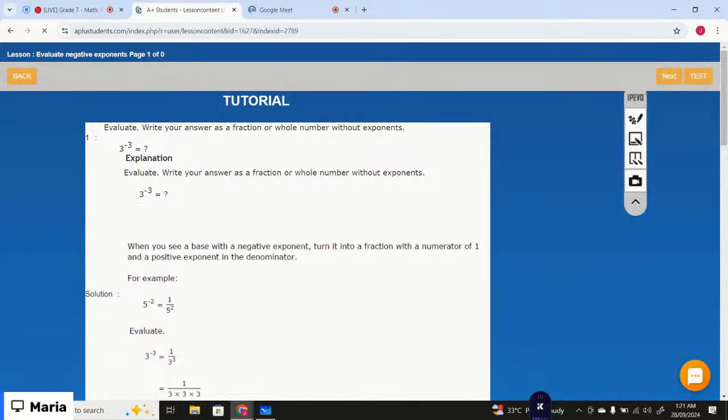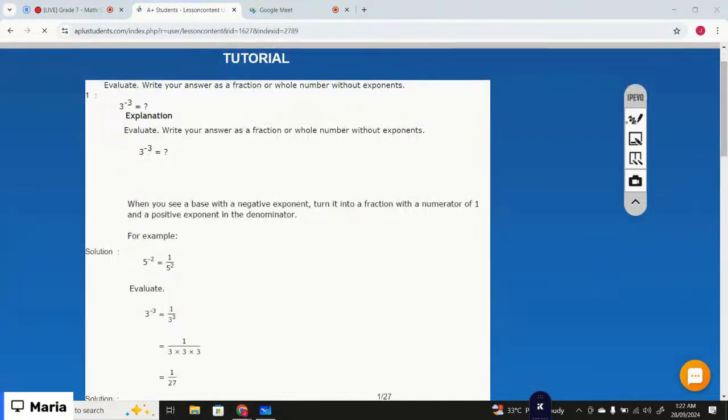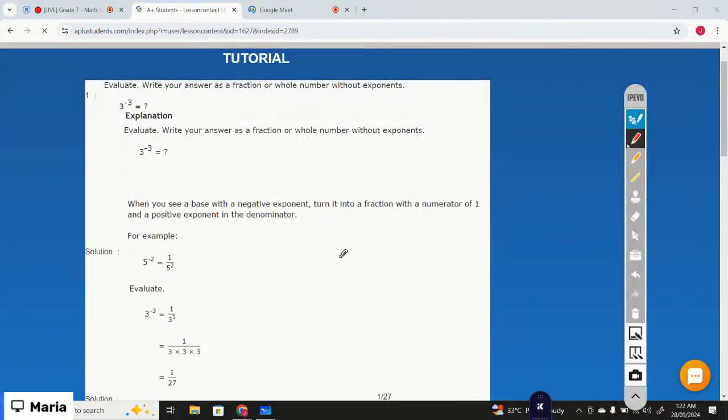Okay, you have to evaluate 3 exponent negative 3. So just write this negative exponent in fraction form, with a numerator of 1 and a positive exponent. So it would be 1 divided by 3 exponent 3, right? Then you can evaluate 1 divided by 3 times 3 times 3. So 3 times 3 is 9, 9 times 3 is 27. So that is 1 over 27. Got it? That is 1 over 27.